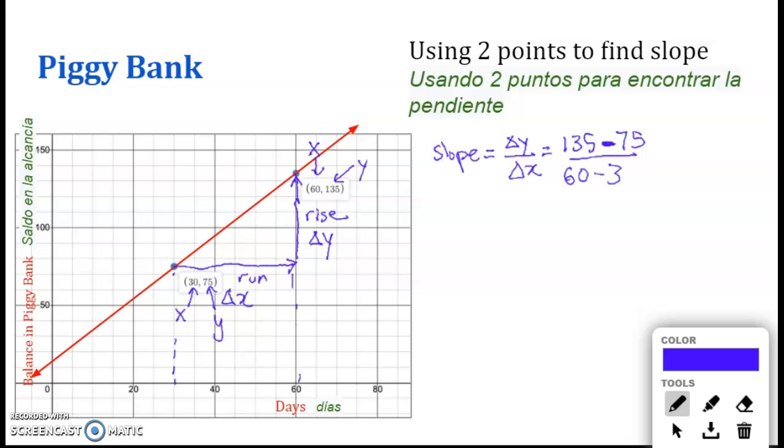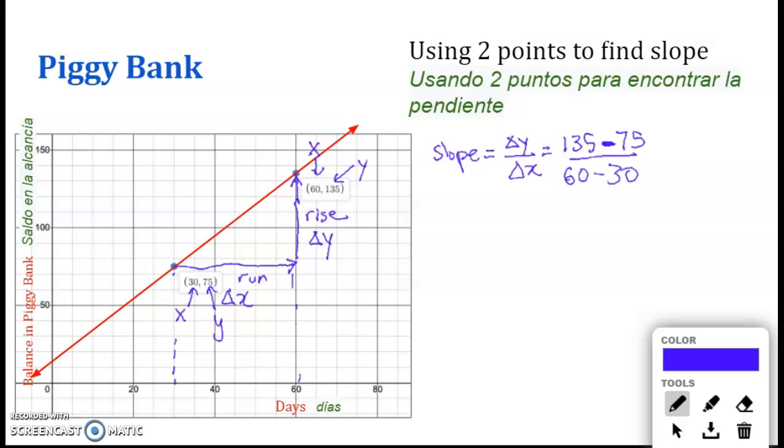minus 30. You do need to be very consistent in figuring out which one you're going to be taking off from. So we're going from this point to this point. You are starting with this point's coordinates and then subtracting the coordinates from this point. So it's going to be 135 minus 75 and 60 minus 30. You can't do 135 minus 75 for the numerator and then 30 minus 60 for the denominator. You'll get the opposite sign.